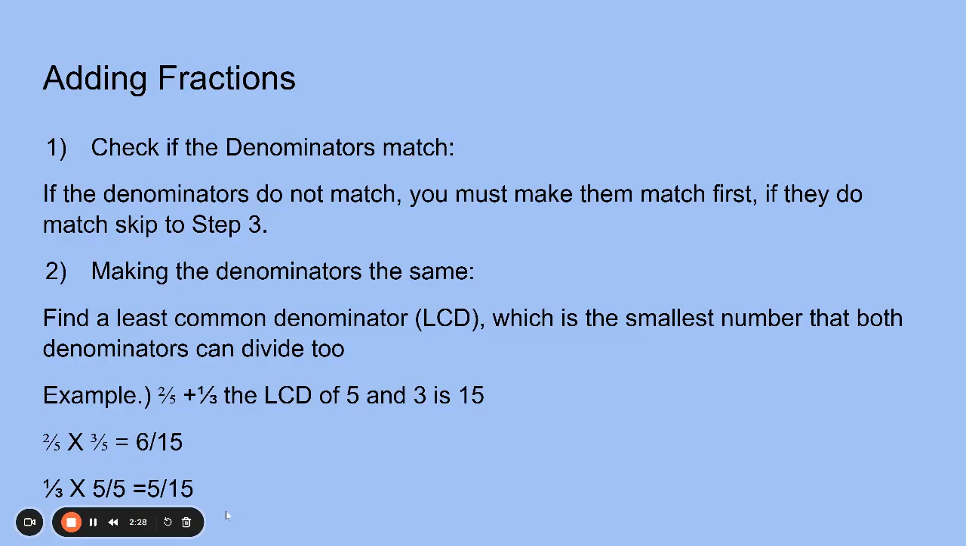Here's an example. 2/5 plus 1/3 is what? The least common denominator of 5 and 3 is 15. 2/5 times 3/3 equals 6/15. 1/3 times 5/5, or 1, is equal to 5/15.